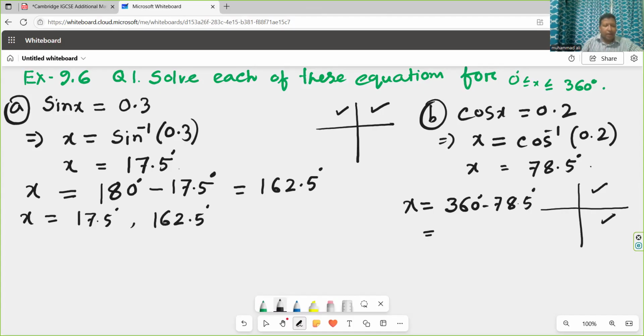So we'll get here 281.5 degrees. So the answer: x equals 78.5 degrees, another answer 281.5 degrees.